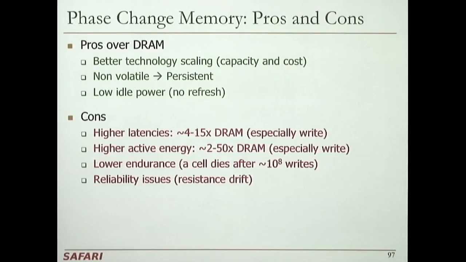The cons are, unfortunately, you get higher latencies, especially write latencies are much higher, but read latencies, which are difficult to tolerate, are higher also. Higher active energy, especially write. Lower endurance, a cell dies, which you didn't have this problem with the DRAM before. And there are a bunch of reliability issues, which I'm going to ignore for the purpose of this discussion, because any memory that is scaled to very small technology nodes will have reliability problems.